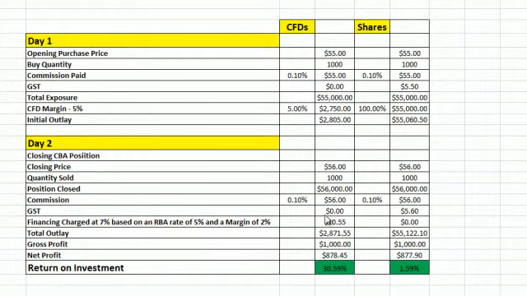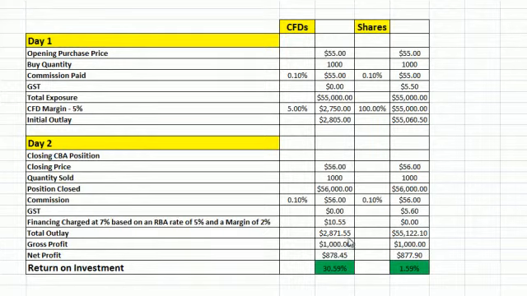I worked out the daily rate to be $10.55 to hold that CBA position overnight. Therefore, our total outlay is $2,871.55 for the CFD trader, but $55,122.10 for the share trader. So quite a large outlay.